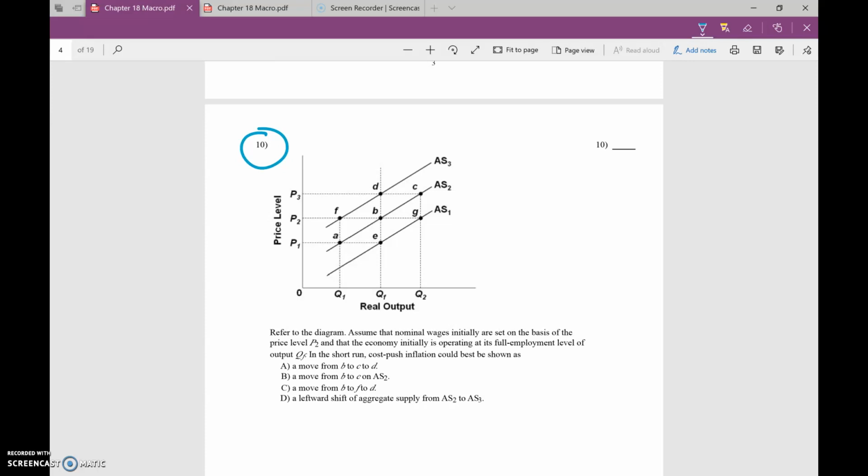Hey everyone, I have picked up a couple of chapter 18 questions that we can go over right now. Take a look at question number 10 here. It is telling us the full employment output is QF and is asking us about cost push inflation. Whenever it is cost push, it means the aggregate supply curve is going to shift to the left. So the answer is D, a leftward shift of the aggregate supply from AS2 to AS3.